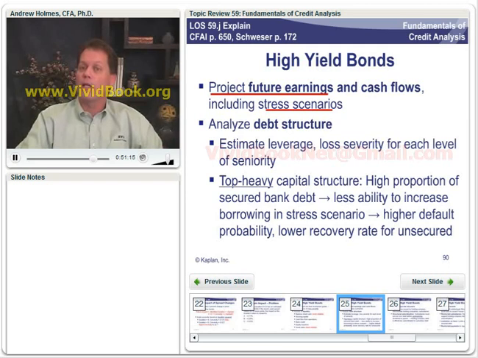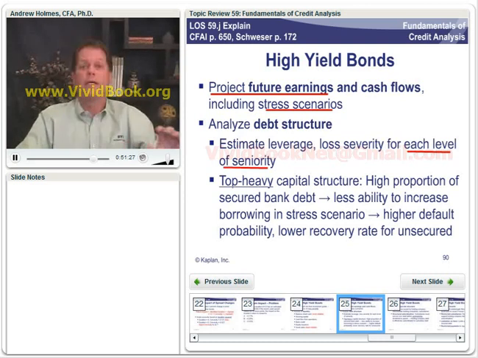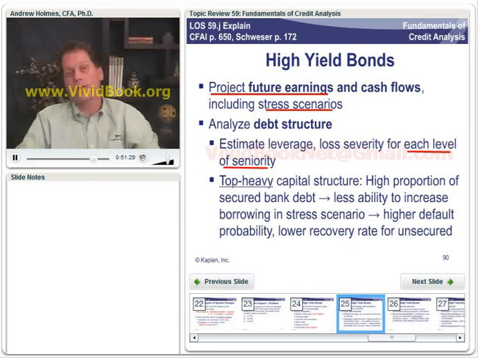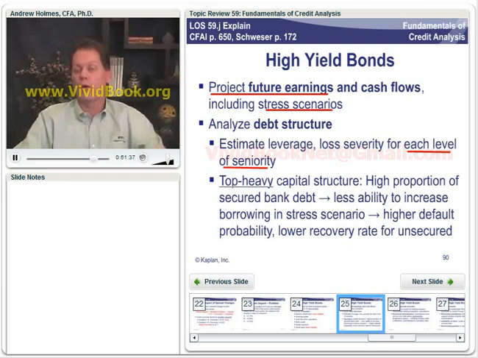Well, if we're going to look at our future earnings, we're going to estimate the leverage and the loss severity for each level of debt. So if we've got senior secured, and then junior secured, and then senior unsecured, and all the way down to debentures, how does leverage change as we eliminate each of those levels? What is going to be the loss severity if we were buying one of the lower versus one of the higher priority securities in these different scenarios?